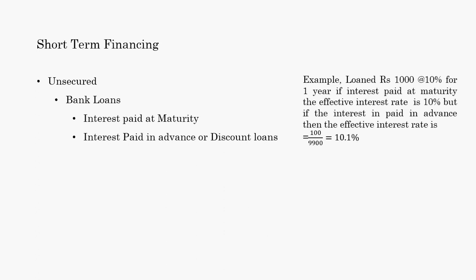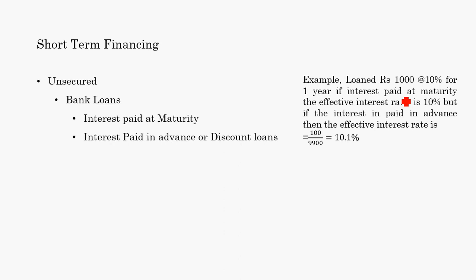Let's look at an example. Let's say that you have borrowed 1,000 rupees for 1 year at 10 percent. If the interest is to be paid at maturity, then you have to pay the 10% on this 1,000 at the end of 1 year. So the actual interest rate would be 10 percent, because you are paying it only at the end of maturity. But if the interest was to be paid in advance, which means that immediately when you borrow 1,000 rupees, you have to pay 10% interest on it.